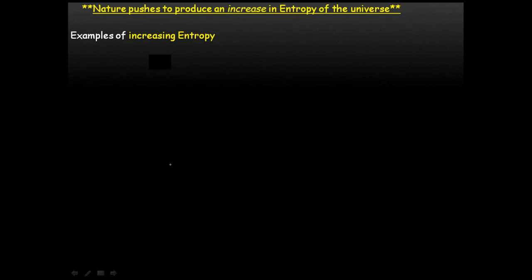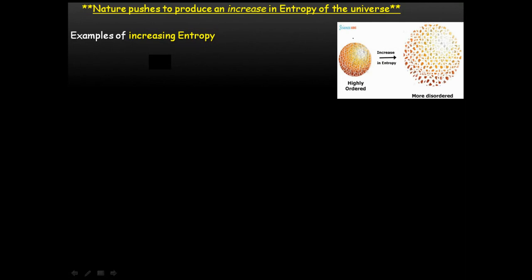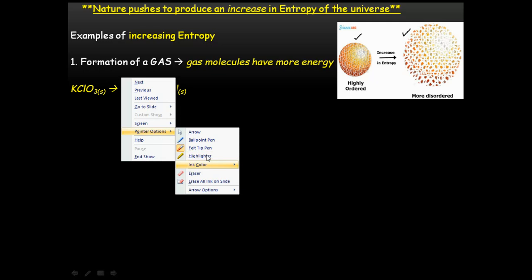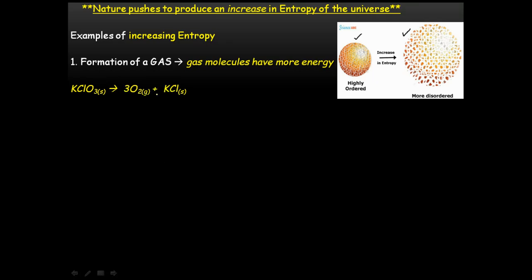Nature favors this. Some examples of this increasing entropy idea are very simple. You want to look at how the particles are spreading out, and the more they spread out, the more you increase your entropy. A highly ordered system would have low entropy, and a high entropy system would be more disordered. So the first example is the formation of a gas. If you form a gas, you would more likely have a higher entropy system. Take a look at this reaction where potassium chlorate goes to oxygen plus potassium chloride. You can see a solid here that becomes a gas and another solid, so it does have a gas component. In this case, your gas molecules have more energy, so your entropy goes up.